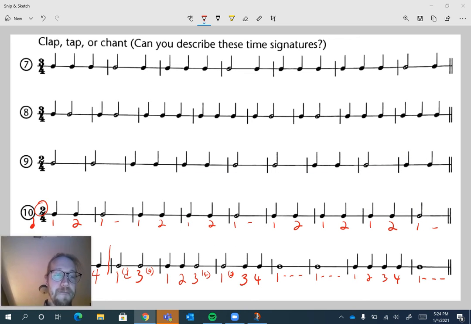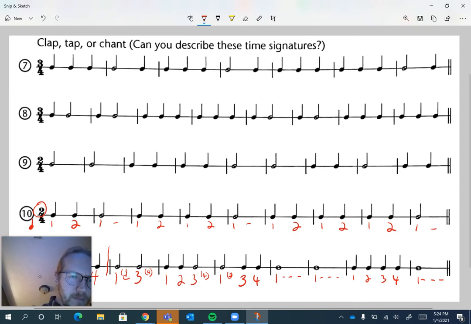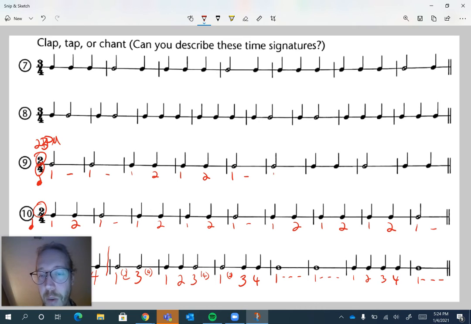All right, I'm going to move this down here. So another 2/4 example. 2 beats per measure, and the quarter note gets the beat. That's what the time signature tells us. First note's a half note. Half notes are worth 2 beats. 1, 1, 2, 1, 2, 1, 1, 2, 1, 1, 2. Double bar line means we stop. These repeat signs tell us to start back at 1.